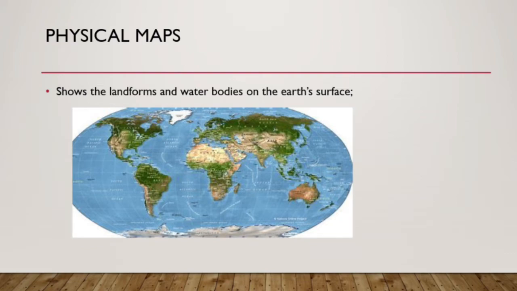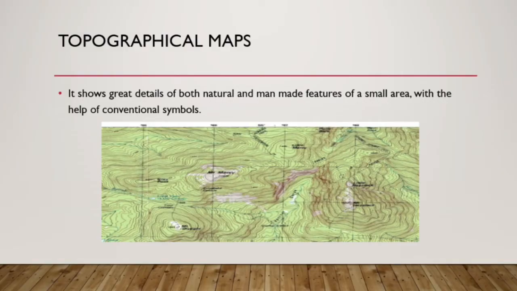And another type, student, is topographic map. It shows great details of both natural and man-made features of a small area with the help of conventional symbols. So whenever you find a map which shows symbols, it means that is topographic map, as it's shown in the images.